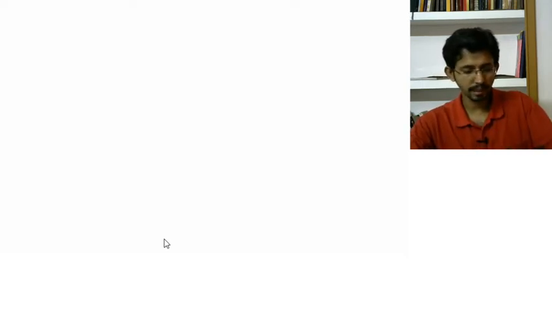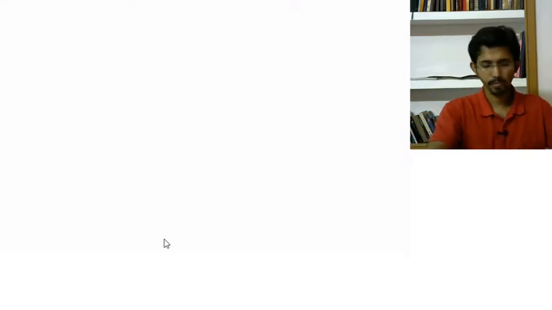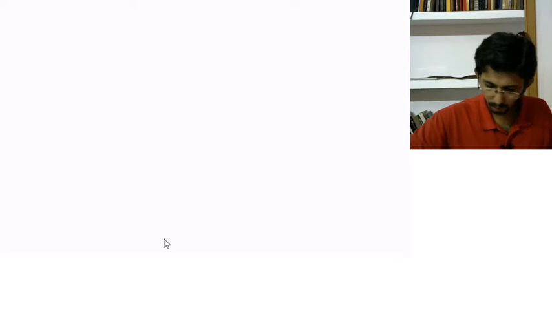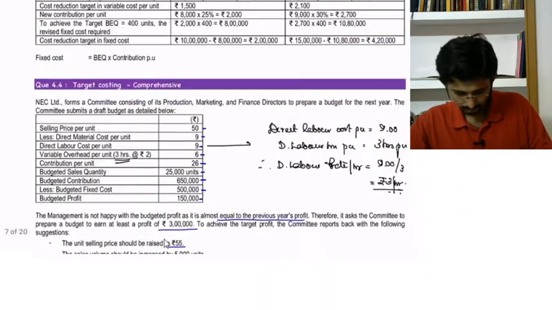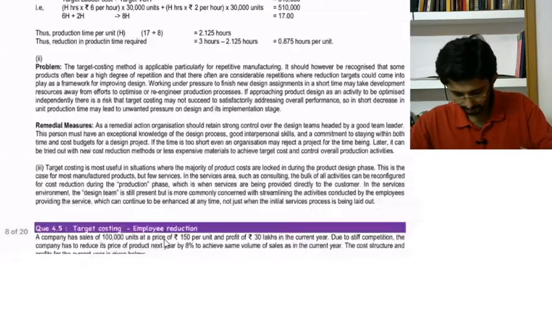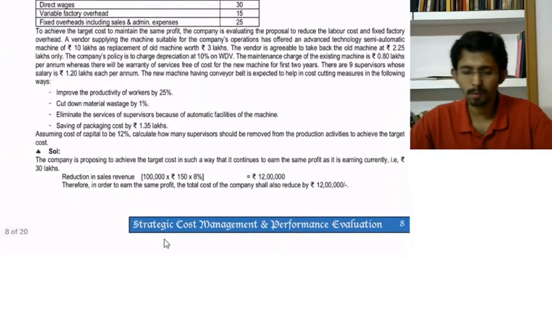Okay, now we will continue. So we have completed the question, and what was the number of that question? That was 4.4. Question number 4.4 in target costing. Then I have given one more question, that is 4.5. Again, very similar to the previous problem which we did.